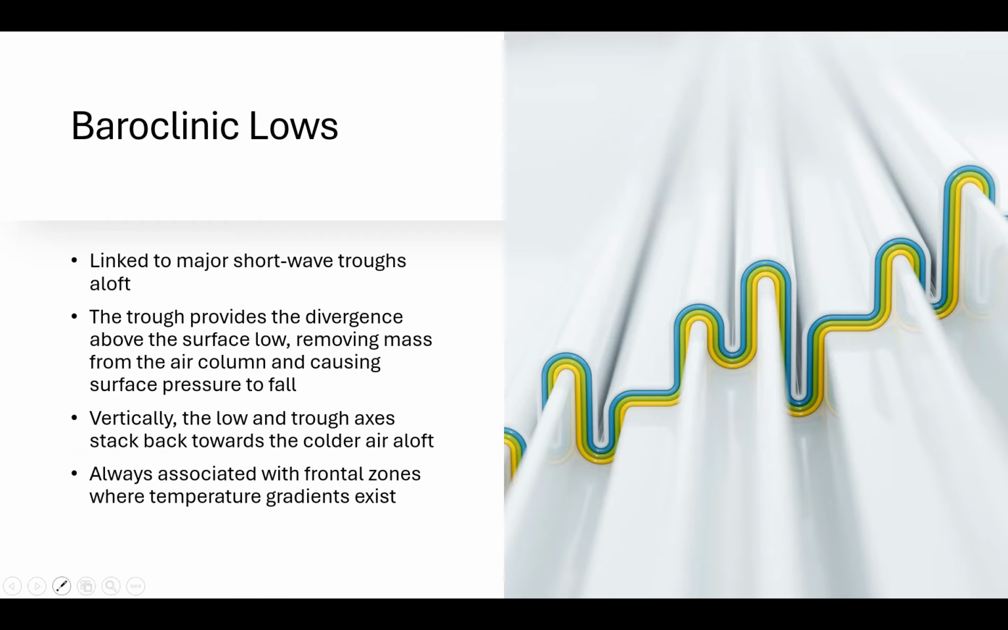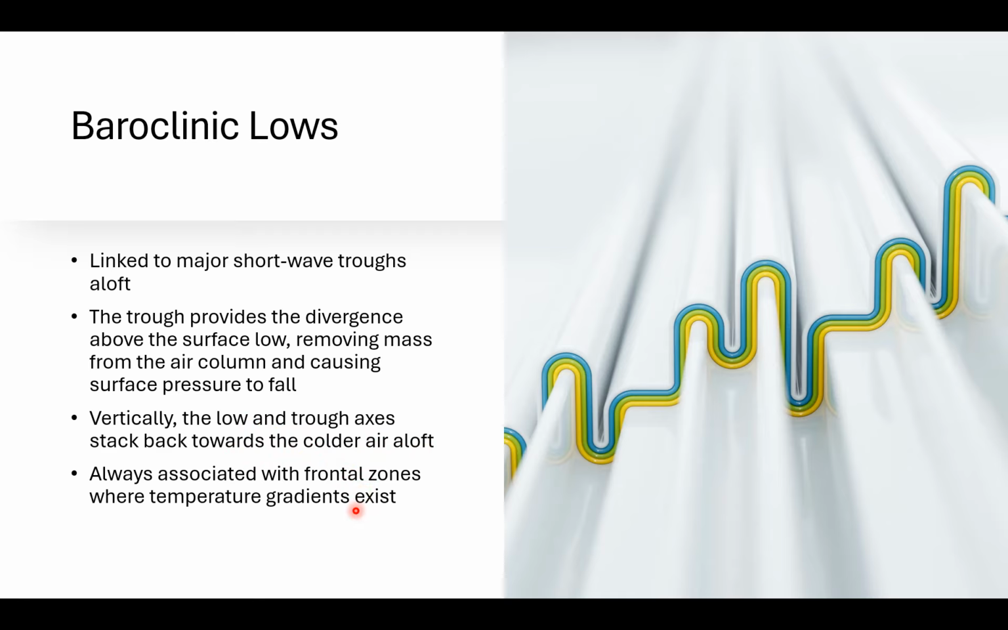These are very important systems. They're linked to major shortwave troughs aloft. The trough is going to provide the upper level divergence needed above the surface low. It's going to remove mass from the air column and cause the surface pressures to fall. So your low pressure is going to continually get stronger or deepen, and vertically the low and trough axes stack back towards the colder air aloft.